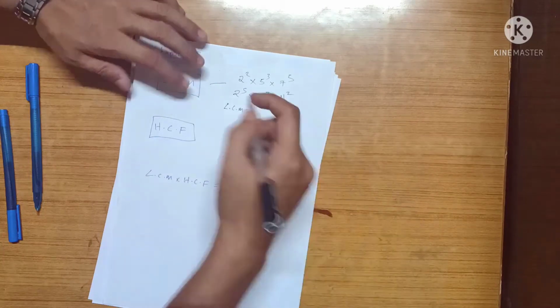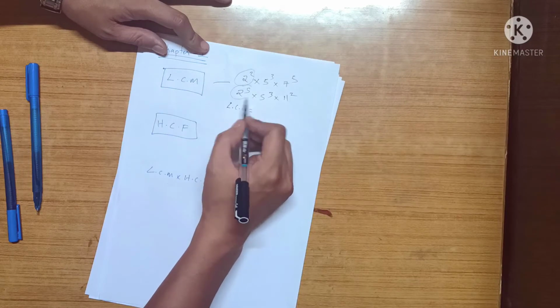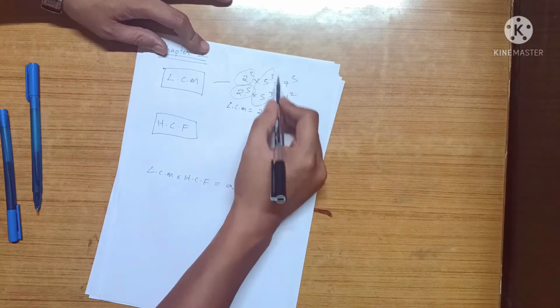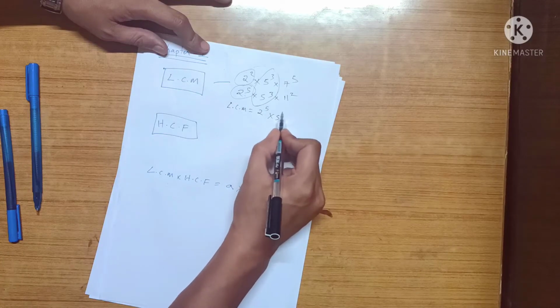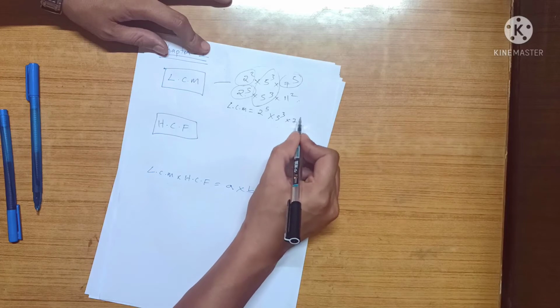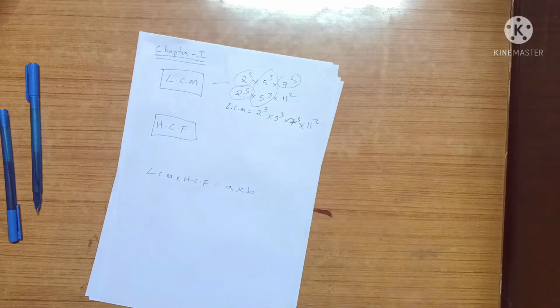the highest power of 2, which means in this case there's 2 to the power 2 and there's 2 to the power 5, so it will simply be 2 to the power 5, the highest power of 5, that is 5 cube, and then since there's no 7 here, the highest power of 7 is 7 to the power 5, and then 11 to the power 2. So this will be the LCM.